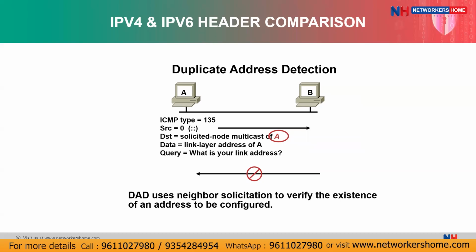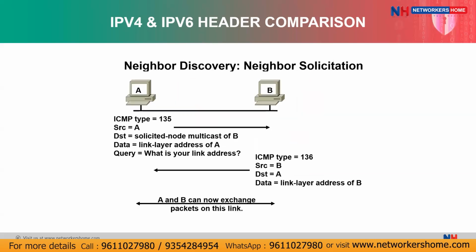So, if the address is already assigned, it cannot be configured under IP version 6. The neighbor solicitation has ICMP type 135, the source is A, the destination is the solicited-node multicast address of A. Then we have the link layer address of A, and then we have the query, which is: what is your link-local address, asked by A to B?